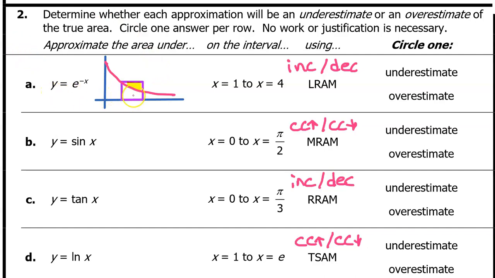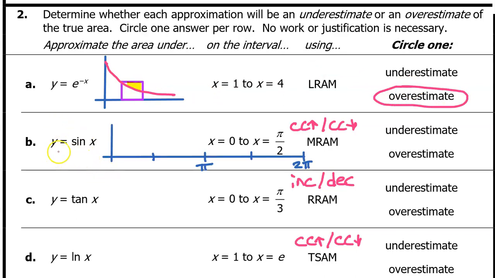Remember that we are using rectangles like this one to approximate the area under the curve. But in an LRAM situation where the function is decreasing, the rectangles include this extra area that is above the curve. So we get an overestimate.